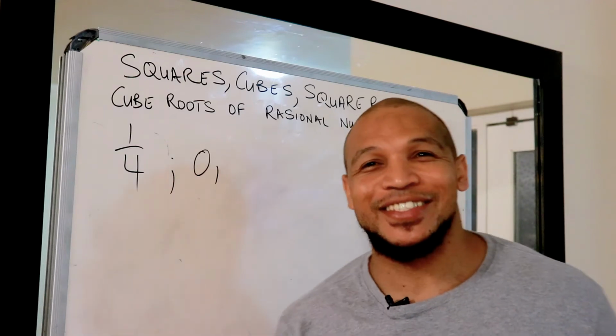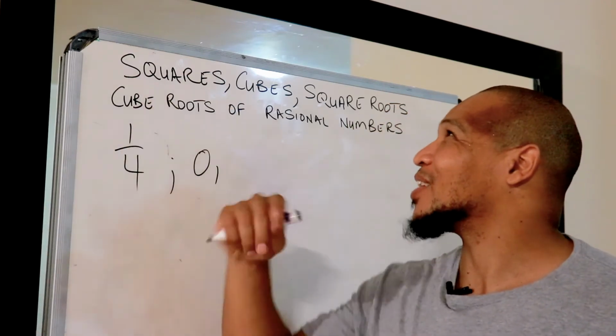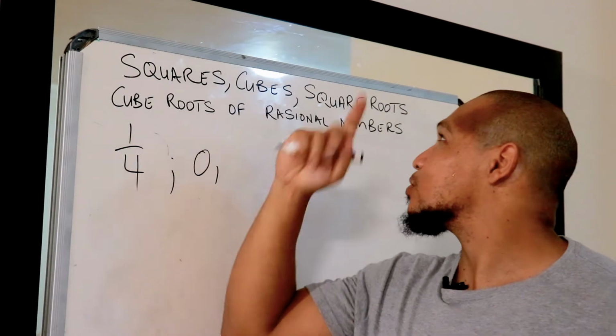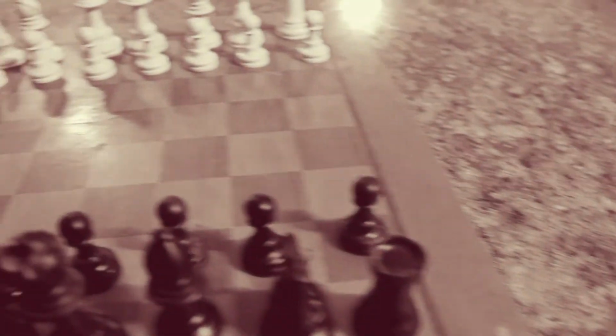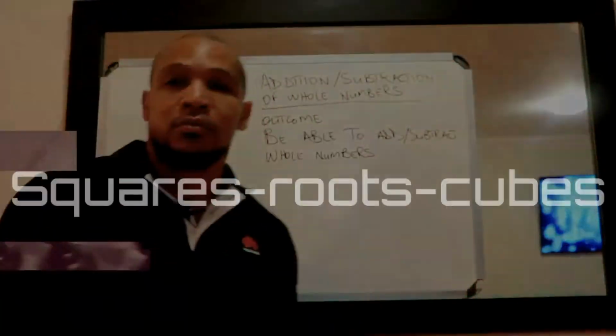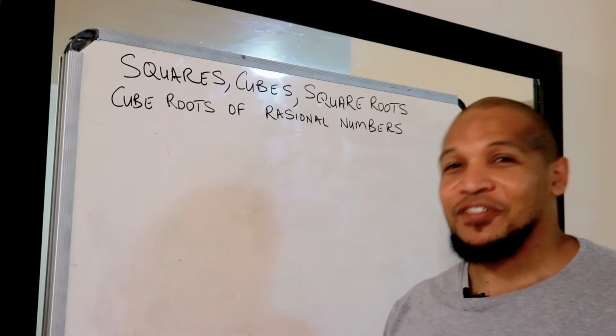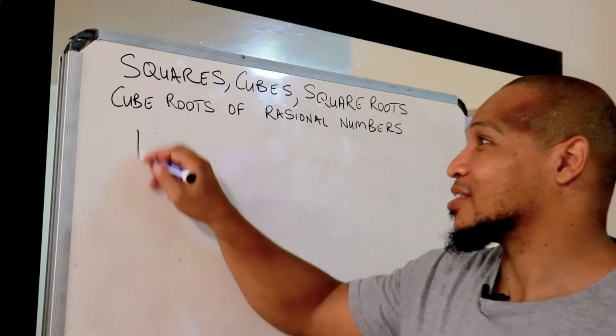We're back with another lesson, and today we're going to look at squares, cubes, square roots, cube roots of rational numbers. We know that rational numbers are fractions and decimal numbers.